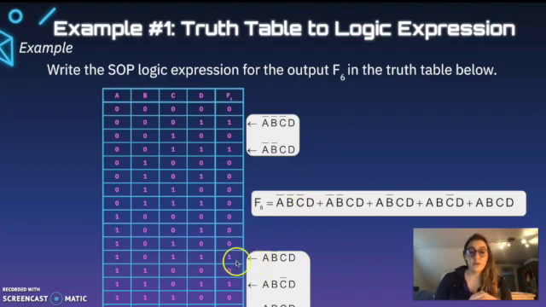Then we have 3 more down here. So this one is A, B naught, C, D. Our next one is A, B, C naught, D, and then A, B, C, and D. We then have to combine these by saying F6 is equal to, and then we string all of the min terms together to be able to create that full SOP statement.